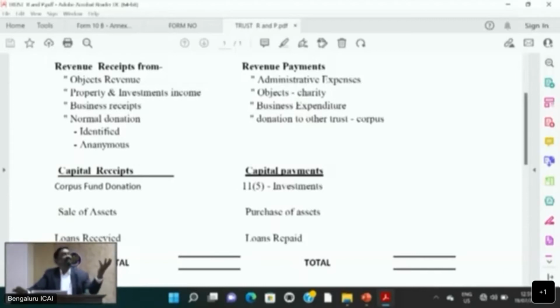And on the liability side, your fund will be there. The same amount should be there in one or more investments. The word investment, if you search for charitable trust, there are a number of decisions. What is investment? What is not investment? Because section 11(5) says all the charitable and religious institutions must have their money, funds, income in the section 11(5) specified deposits and investments. Deposit means a number of quotations. Investment means a number of quotations.